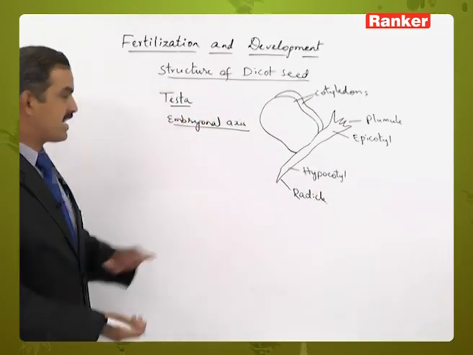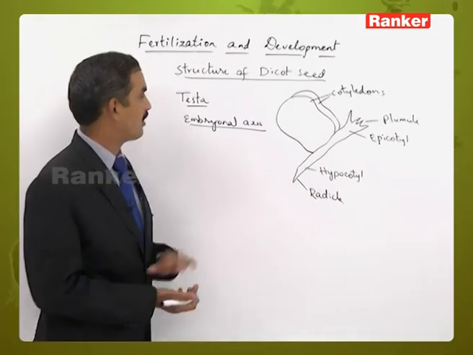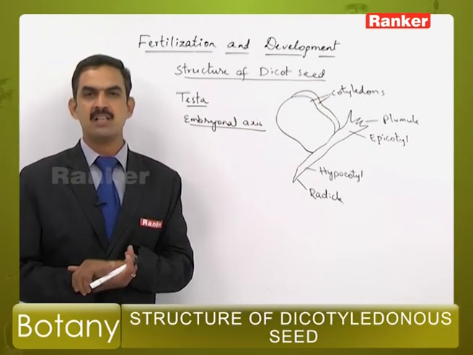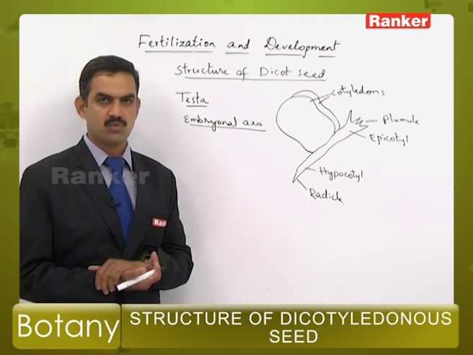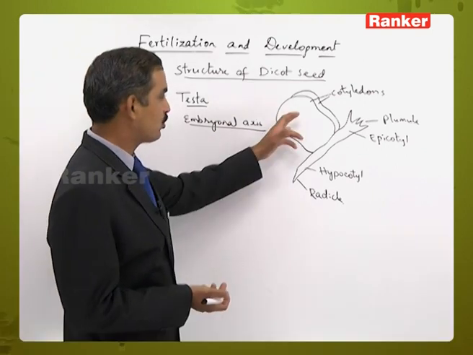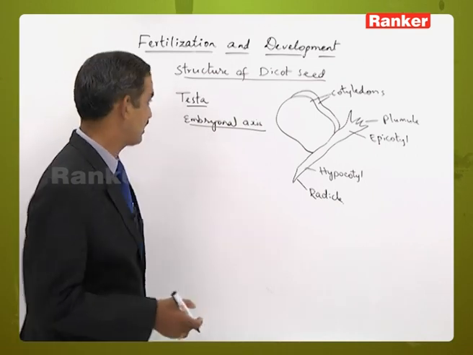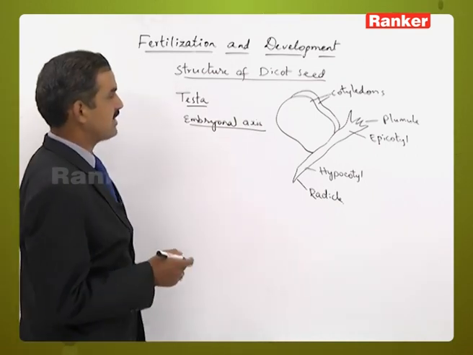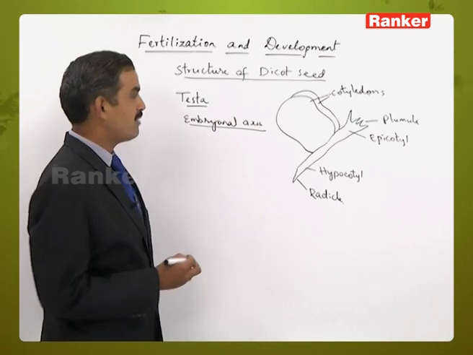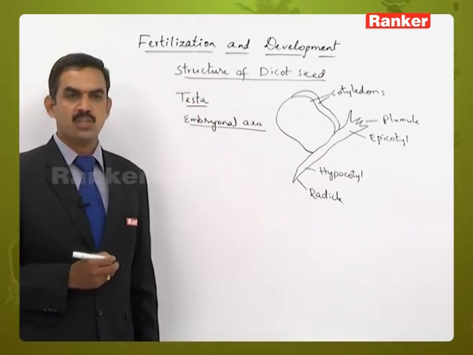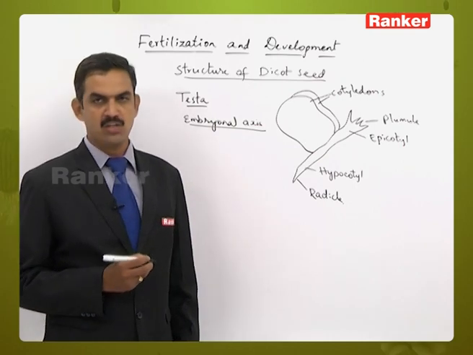So these are the structures that we can see, and out of all the parts in the dicotyledonous seed, the swollen structures are the cotyledons. Two cotyledons are swollen and laden with a lot of food materials. These are the structures that we can see in dicotyledonous seeds, and the majority of dicotyledonous seeds are non-endospermic seeds.